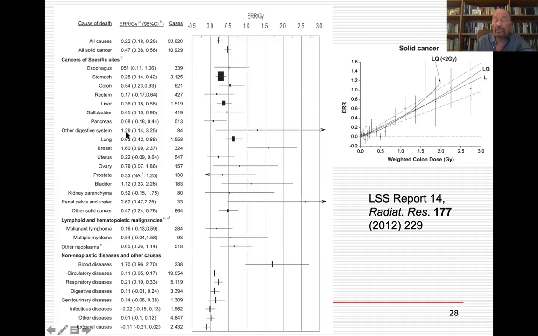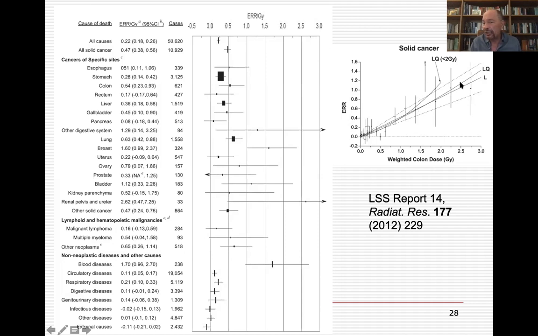And here you can see the different cancers, you know, the sensitivity of the different cancers is fairly different. If you put them all together and you plot them as a function of the weighted colon dose in gray, these are the points. So you see it's very difficult to see what is happening at very low dose here. The error bars are very big. It's true that some points seem to go down, but in reality, this is the situation.